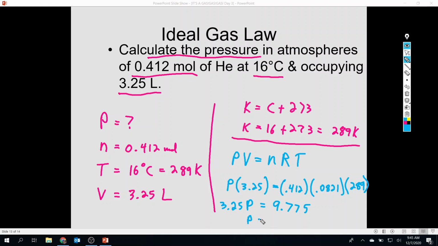So the pressure will equal 3.0, and that's going to be in atmospheres. All right, thank you so much, and you have a couple of pages to practice with. Just remember that the combined gas law is when things are changing, and the ideal gas law is when a gas is just at one state or one point in time for finding out some unknown values.